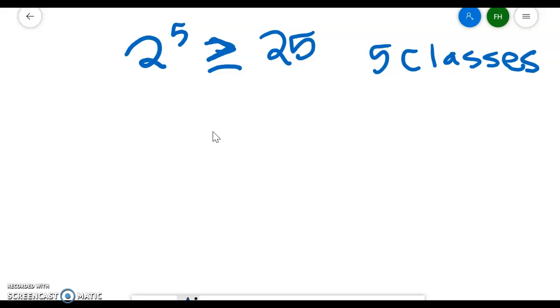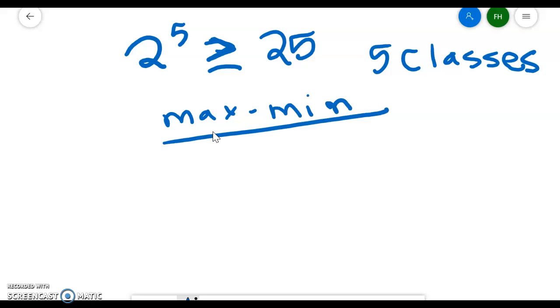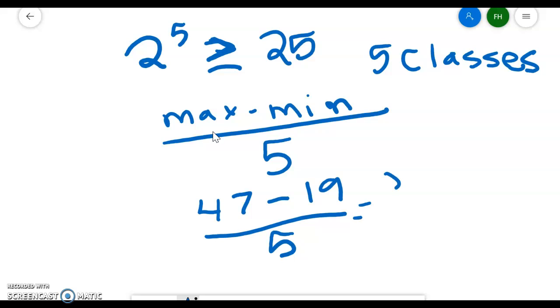And then let's figure out our width, max minus min over the number of classes, which is K. I think 47 was the largest number and 19 was the smallest, and that would be 28 over 5, which is, I think, 5.6. So we're going to have a class width of 6.